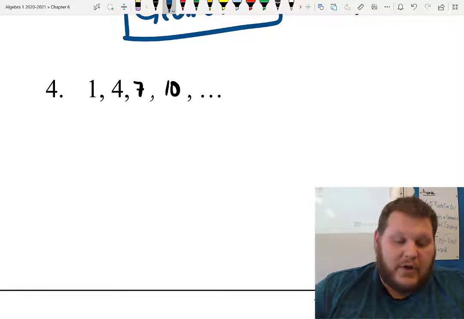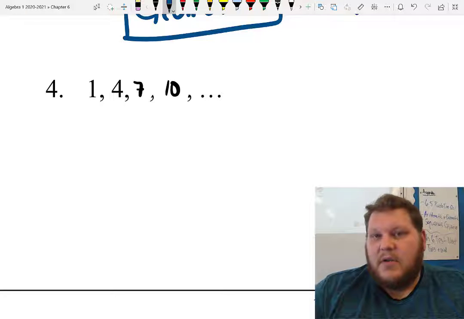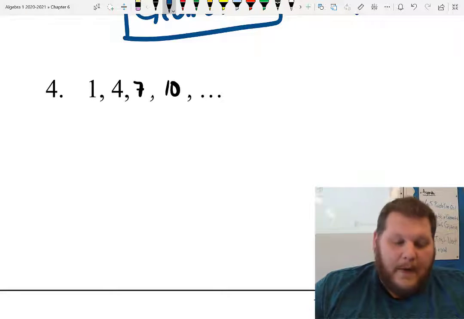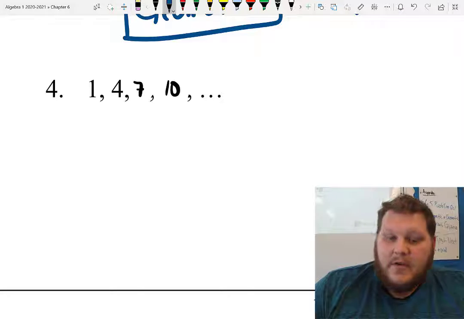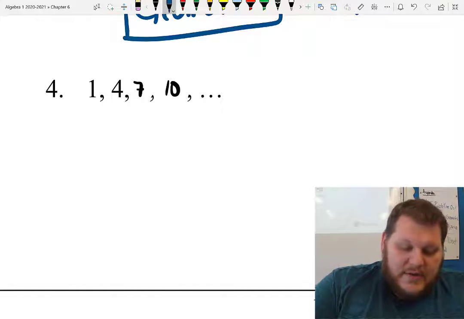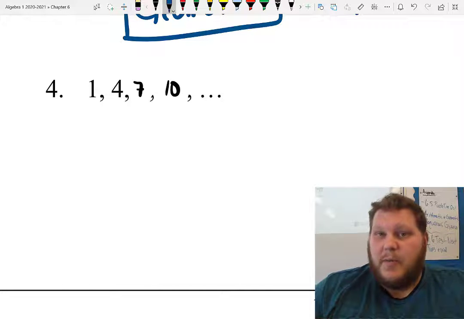All right, so for number 4 here, our very last one, our sequence is 1, 4, 7, 10. So we're going to check and see if it's arithmetic first. That's just where I usually start. Here my numbers are growing, and I don't see a pattern for multiplication. That's just what my brain sees.